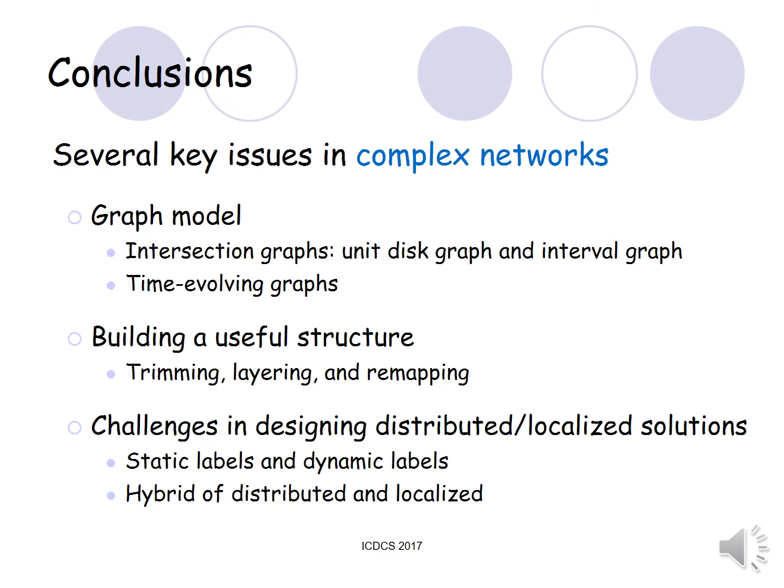So as a conclusion, I discussed 3 issues related to complex networks. One is how we can come up with a good graph model for complex networks. We looked at the intersection graph, in particular interval graph for online social networks, and time evolving graph, which shows the discrete times. Then we looked at 3 ways to build useful structures in a complex network through trimming, layering, and remapping.